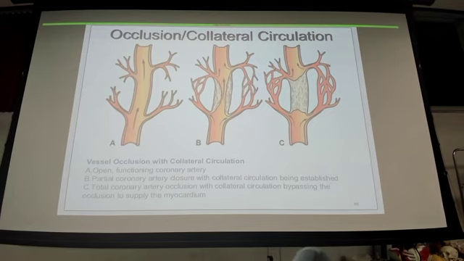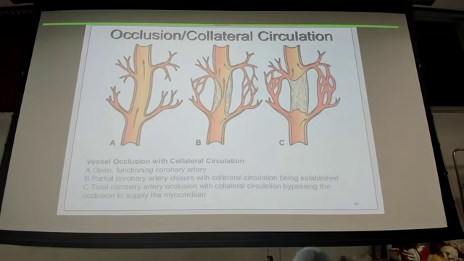So there you go. That's just, you have an occlusion. The body still wants to perfuse that area, still needs to perfuse that area. So we create these little collaterals, these little anastomoses, collateral circulation to basically go around it. Okay?